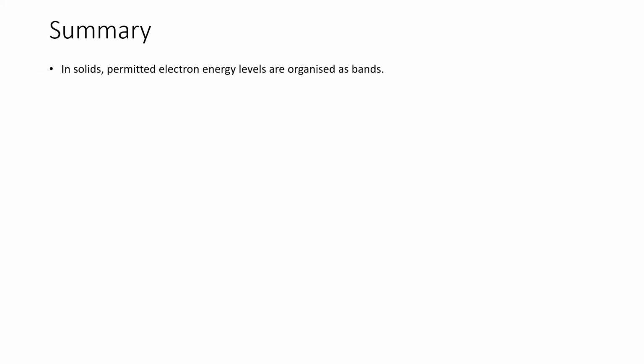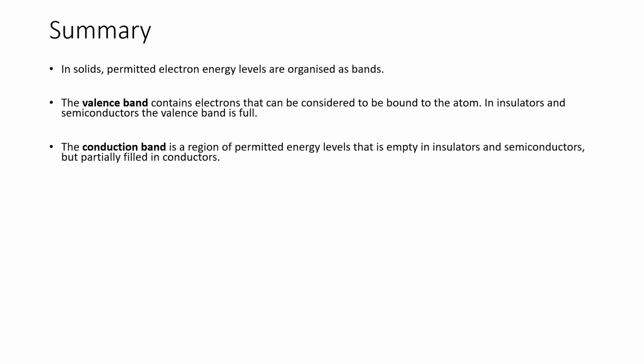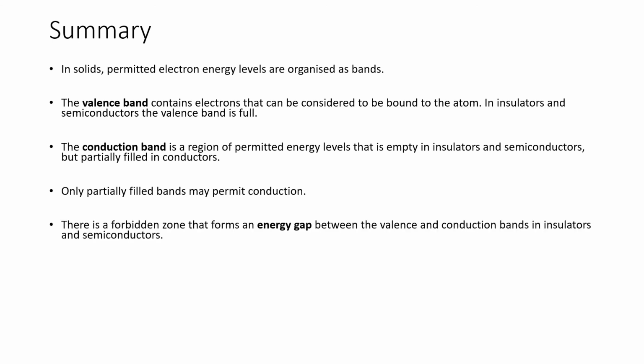Some key points to note. In solids, permitted electron energy levels are organized as bands. The valence band contains electrons that can be considered to be bound to the atom. In insulators and semiconductors, the valence band is full. The conduction band is a region of permitted energy levels that is empty in insulators and semiconductors, but partially filled in conductors. Only partially filled bands may permit conduction.